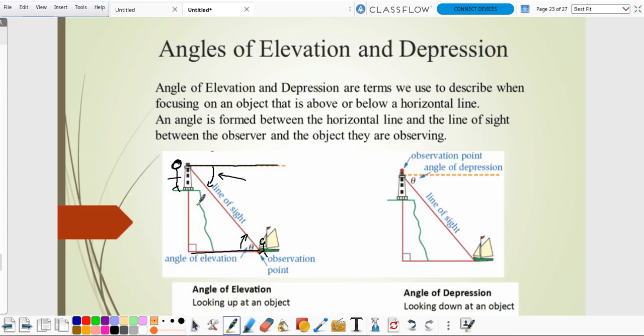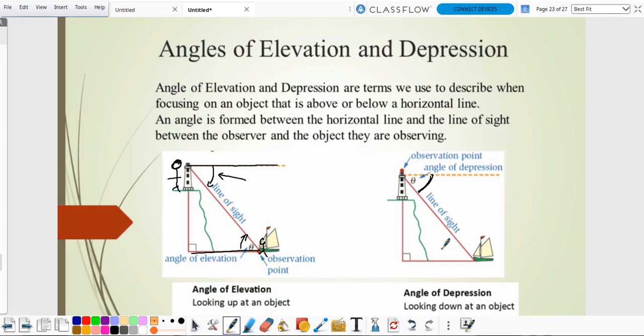Similar here again. If you're the lighthouse and you look down, here is an angle of depression, because there's your horizontal and you're looking down at an object. But if you're down here and you're looking up, there's your horizontal, it's elevation. So just understand: depression is looking down, elevation is looking up.